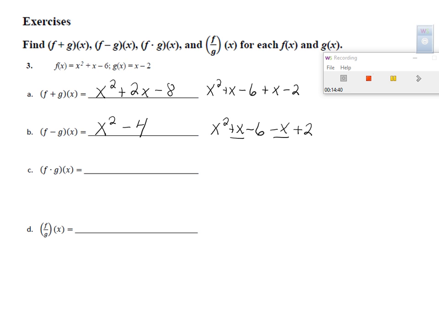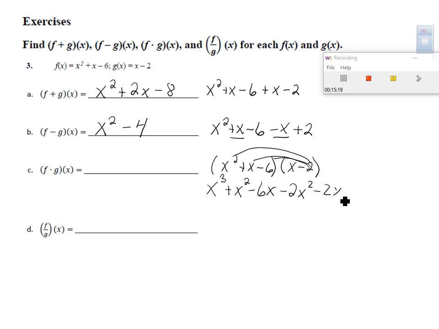Multiplication one's the one that takes a little bit of time. I'm going to take x squared plus x minus 6, and I'm going to multiply it by x minus 2. If there's a shortcut here, I'd give it to you, but there's not. I'm going to take this x times each item in here. So I'm going to have x to the third plus x squared minus 6x. So I've done the x part. Now I'm going to take the negative 2 and do the same thing. So I've got minus 2x squared minus 2x plus 12.